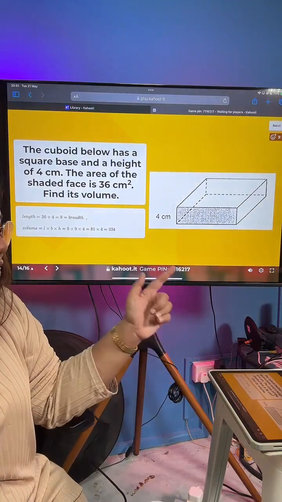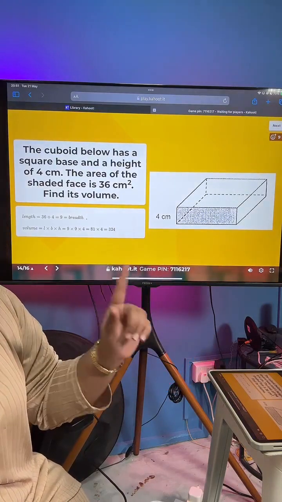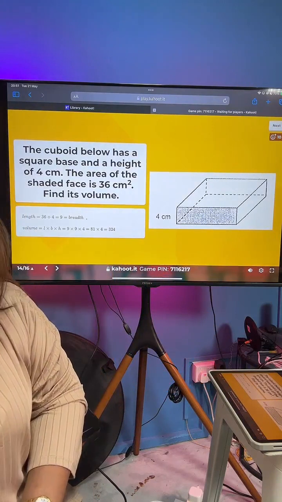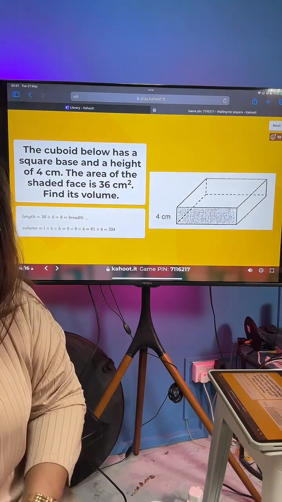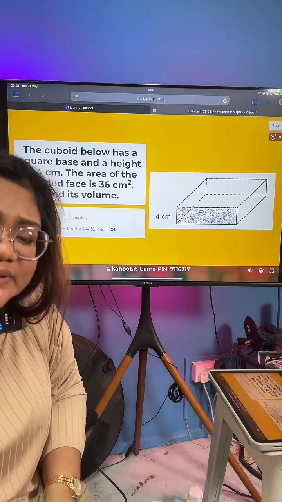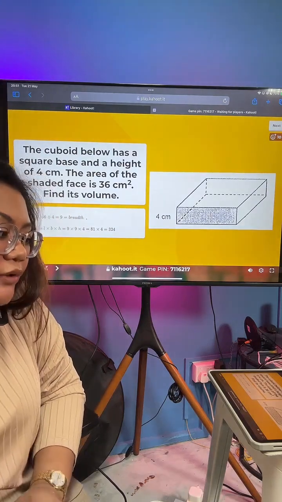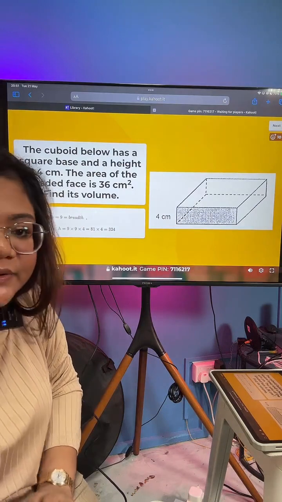36 divided by 4 gives you the length, which is also the breadth. Then after that, you take length times breadth times height. 9 times 9 times 4, to give you 324. Got it, everybody? Oh no, you must know 36 divided by 4 is 9. You must know your times table very well, okay?